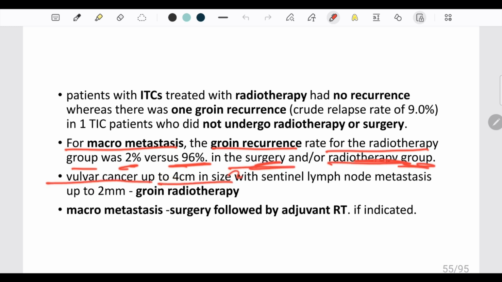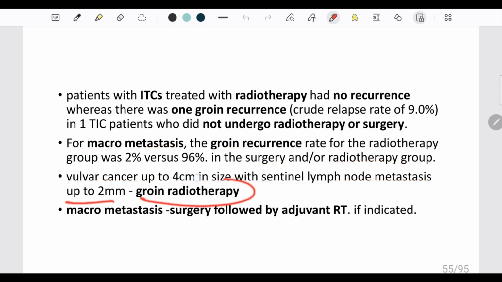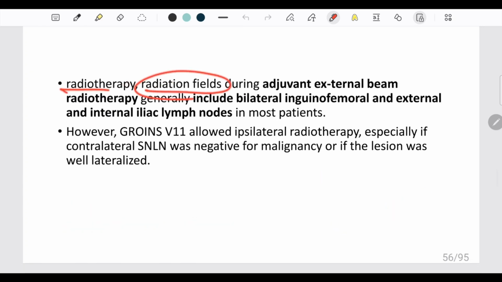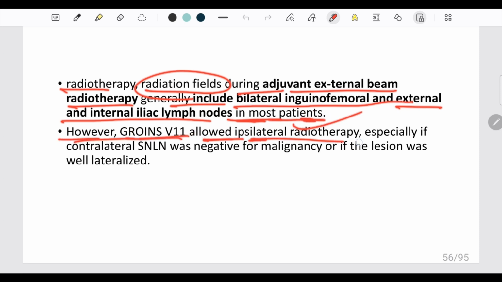So for vulvar cancer up to 4 cm in size with sentinel lymph node metastasis up to 2 mm, groin radiotherapy is given. For macrometastasis, surgery followed by adjuvant radiotherapy is given. The radiation field during adjuvant external beam radiotherapy generally includes bilateral inguinofemoral and external and internal iliac lymph nodes in most patients. However, GROINSS-VII allowed ipsilateral radiotherapy, especially if the contralateral sentinel lymph node was negative for malignancy or if the lesion was well lateralized.